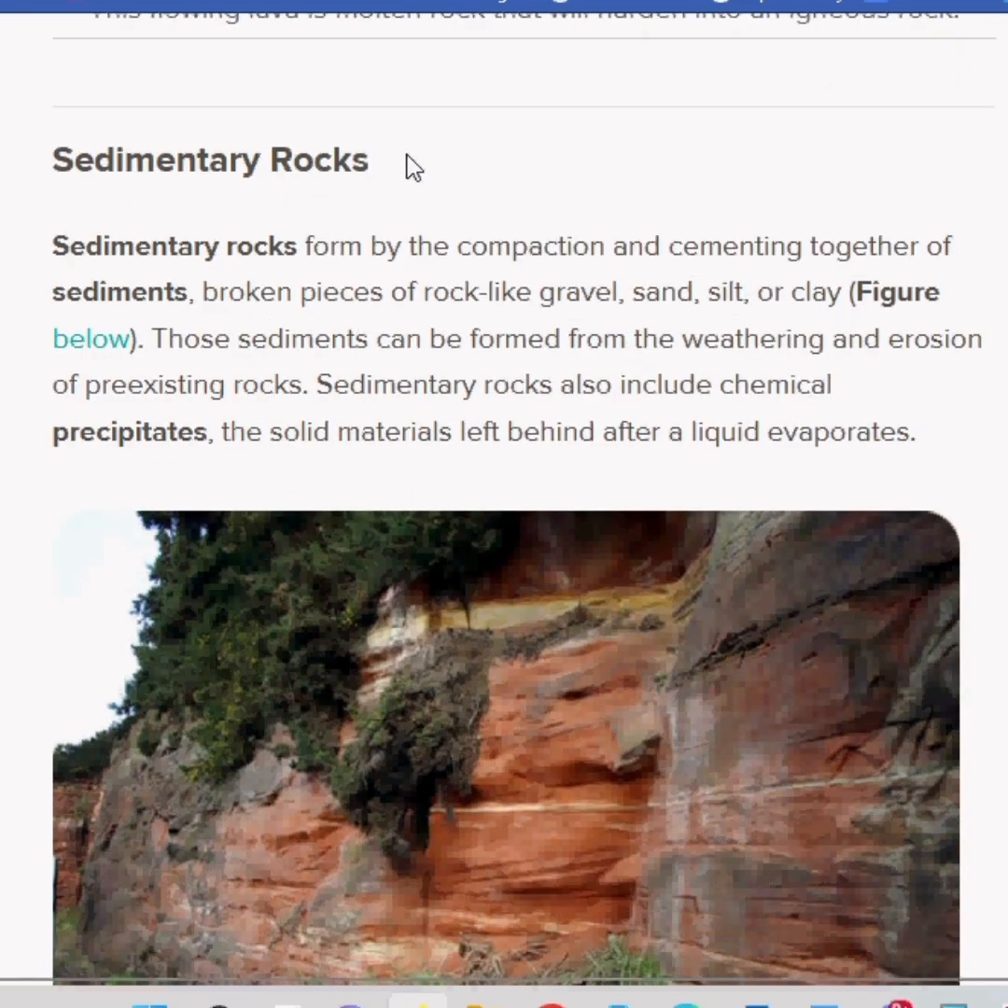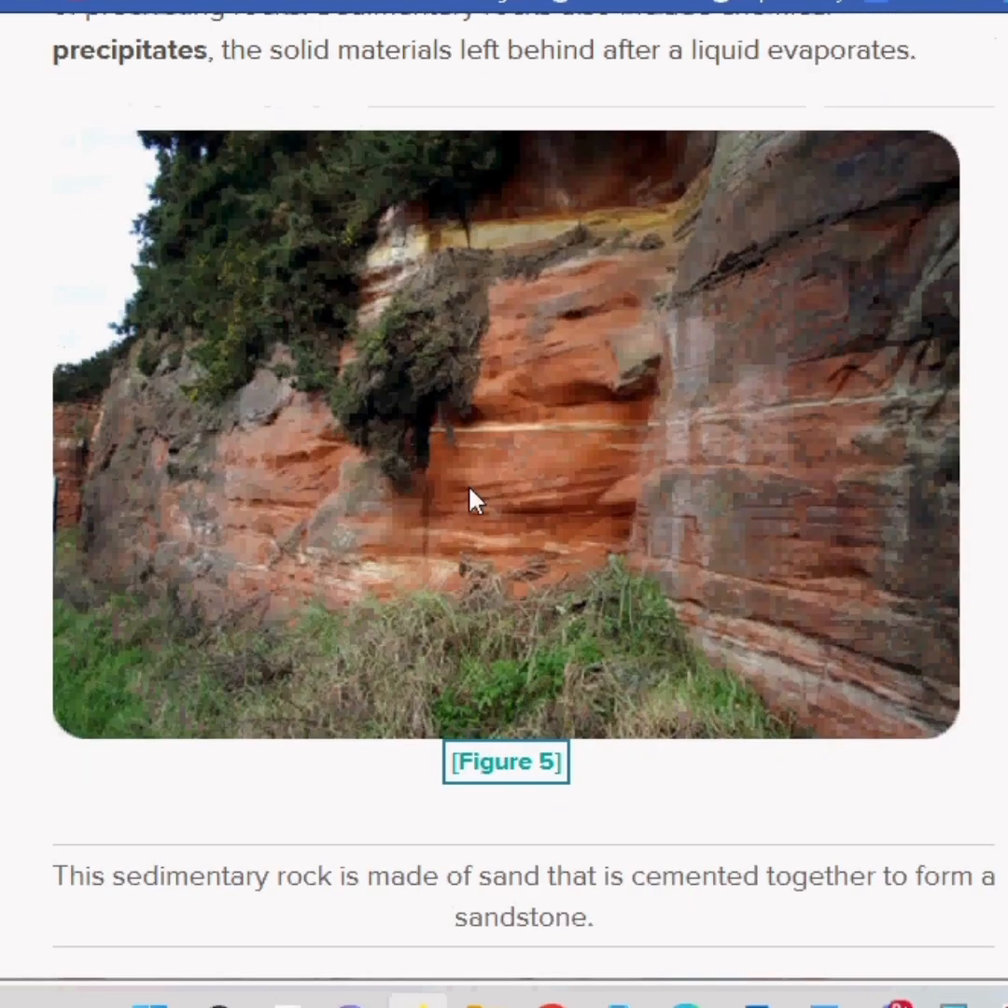Sedimentary rocks. Sedimentary rocks form from the compaction and cementing together of sediments, broken pieces of rock like gravel, sand, silt, or clay, figure below. These sediments can be formed from the weathering and erosion of pre-existing rocks. Sedimentary rocks also include chemical precipitates, the solids left behind after a liquid evaporates. The sedimentary rock is made of sand that is cemented together to form sandstone.